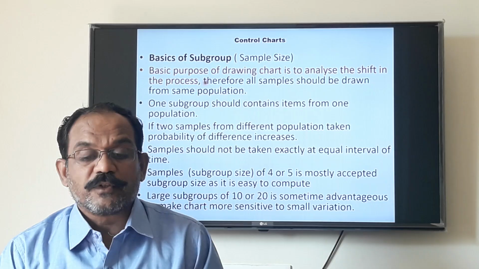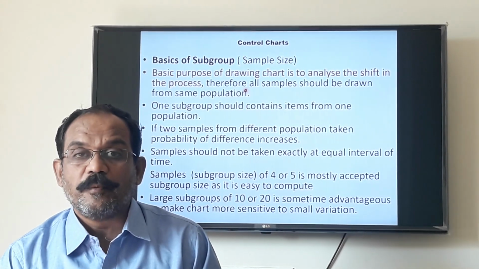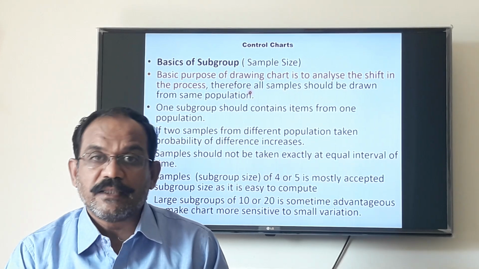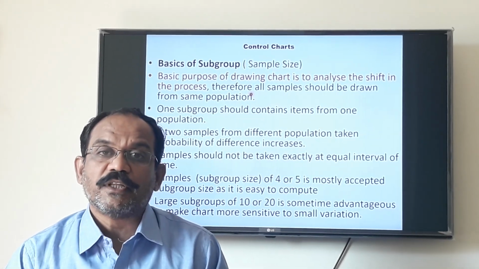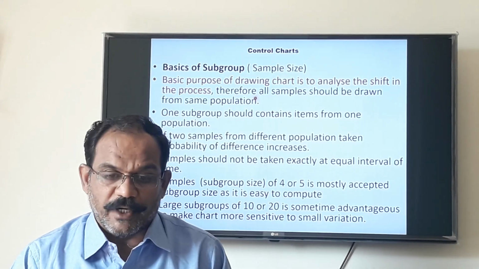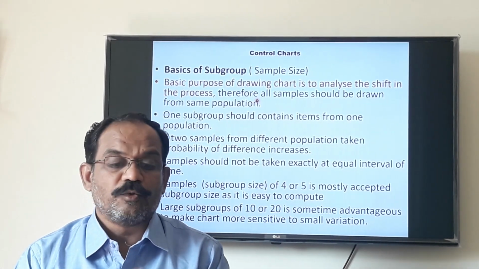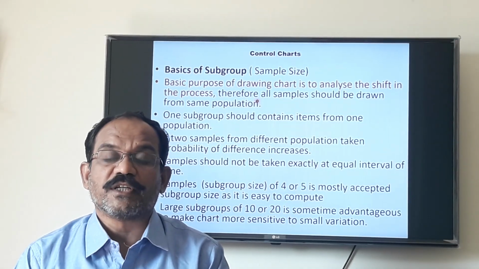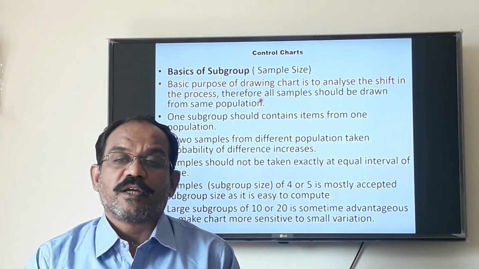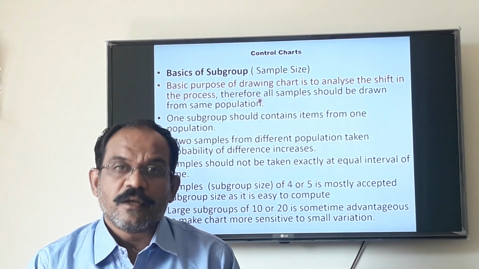The basic purpose of drawing a chart is to analyze the shift in the process. Shift means whether the product is at the mean dimensions or whether it is shifting towards the upper control limit or lower control limit. That term is called a shift. Therefore, all samples should be drawn from the same population. Same population means all samples should be drawn from the same machinery or the same process.